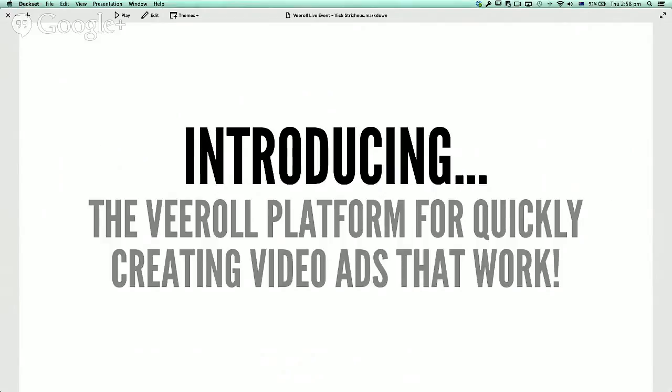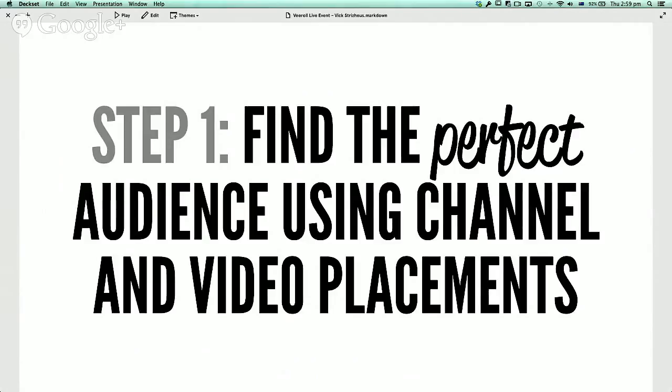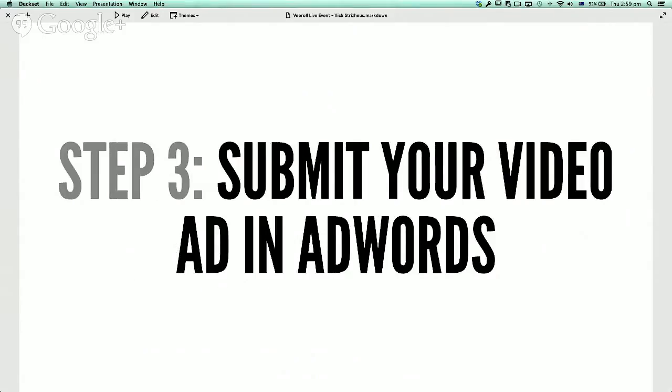So we created this platform that helps you quickly create video ads that work, and also helps you with the targeting. There are 3 really easy steps, and I'm a 3-point kind of guy. I love keeping things simple. To help you make this work, first of all, the system helps you find the perfect audience using channel and video placements very quickly, and I'll share the actual demo in a second. Step 2 is to help you create the actual ad that converts like gangbusters without using any video editing software. I mean, you can, once again, but we've got some cool templates that you can use.